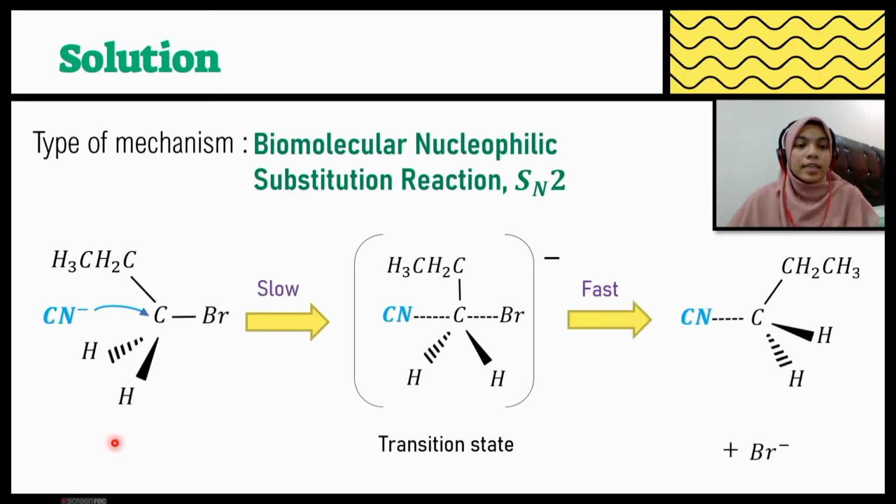So here it is. The CN negative ion will attack this carbon from behind and undergo slow reaction. The transition state will then occur with a negative charge. And then this one will undergo a fast reaction again and cyanopropane will be formed. So this is how the cyanopropane can be formed from bromopropane.